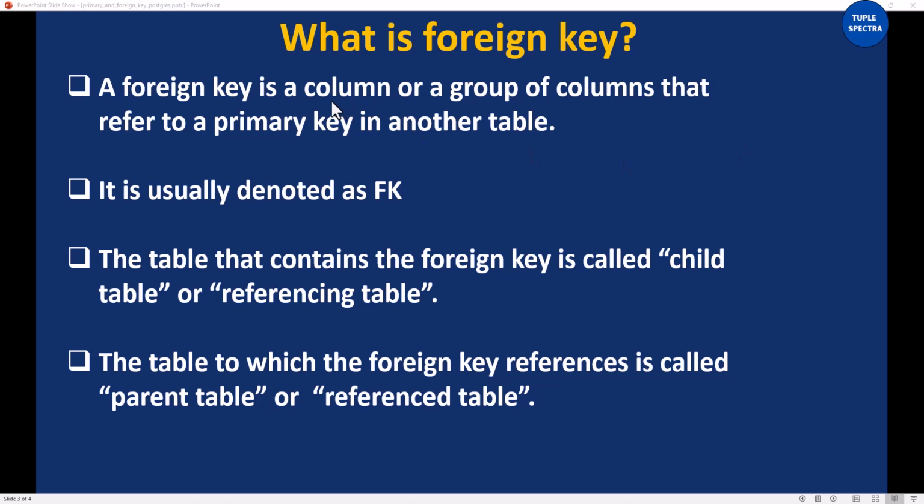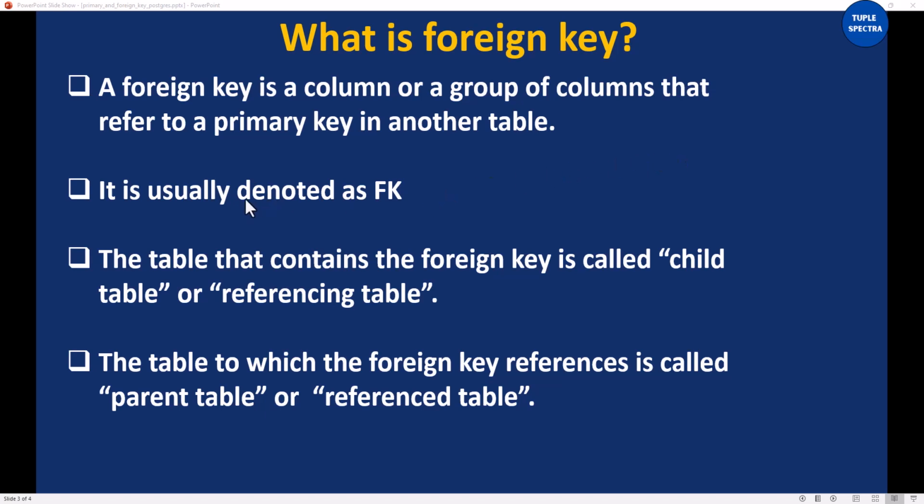And that's why we said it is a column or group of columns that refer to a primary key in another table. That means that there is going to be a relationship between a table where you have the foreign key and another table where you have the primary key. Don't worry, guys. I'm going to be giving you an example of that right here to better buttress what we are talking about.